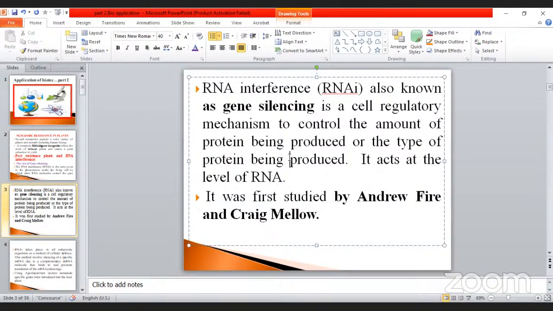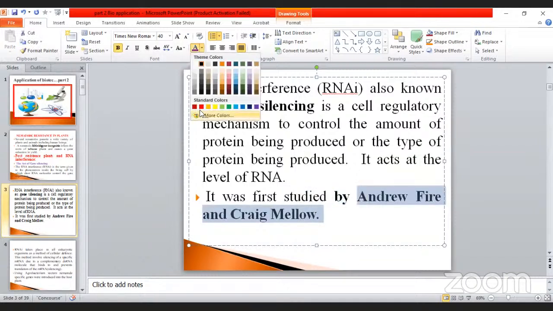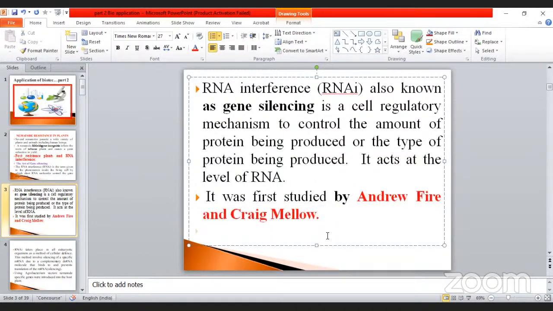reactions, gene expression, RNA interference genes, was first studied by Andrew Fire and Craig Mello. So these are the two scientists that identified these genes. The process is called RNAi, ribonucleic acid interference, simply called interference. That's why it was first studied by these scientists, Andrew Fire and Craig Mello.